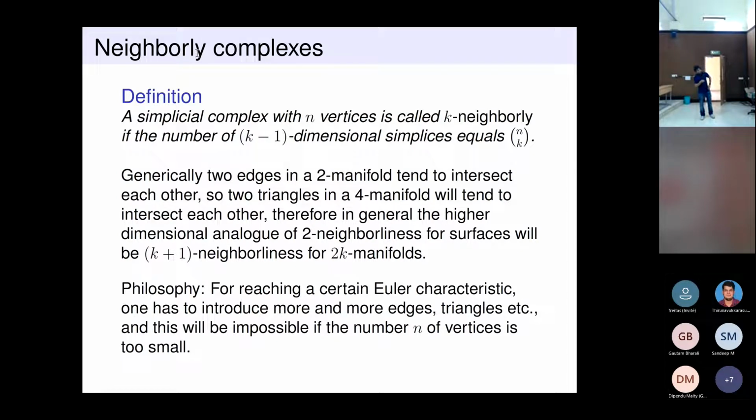For reaching a certain Euler characteristic, more and more edges and triangles we have to add. And if you want to embed a bigger and bigger complete graph, you... sorry, I'm a bit confused here. Let somebody else explain it.